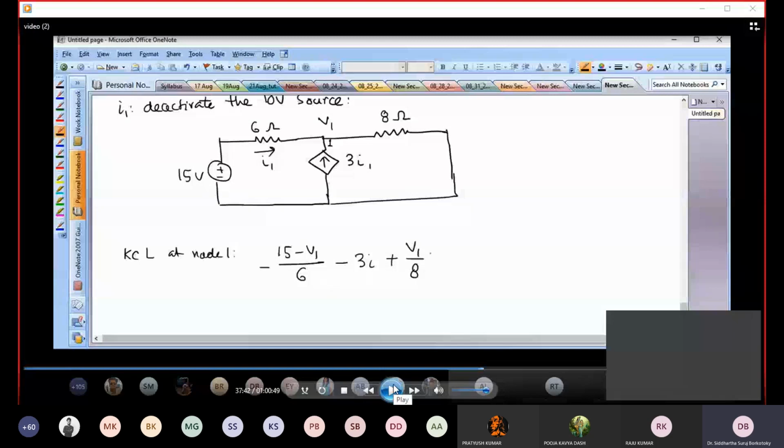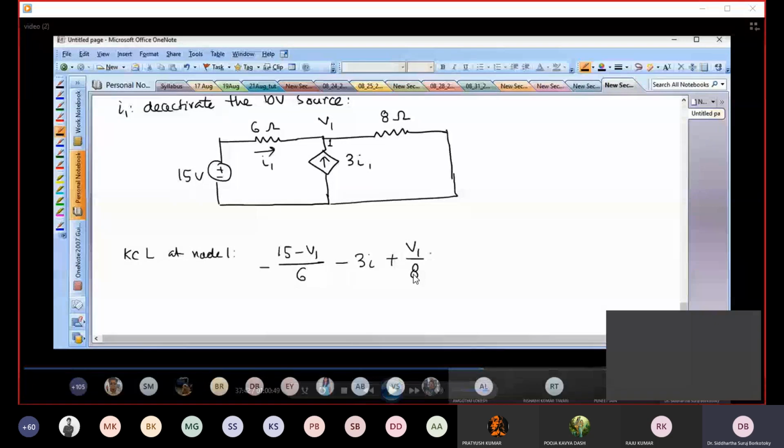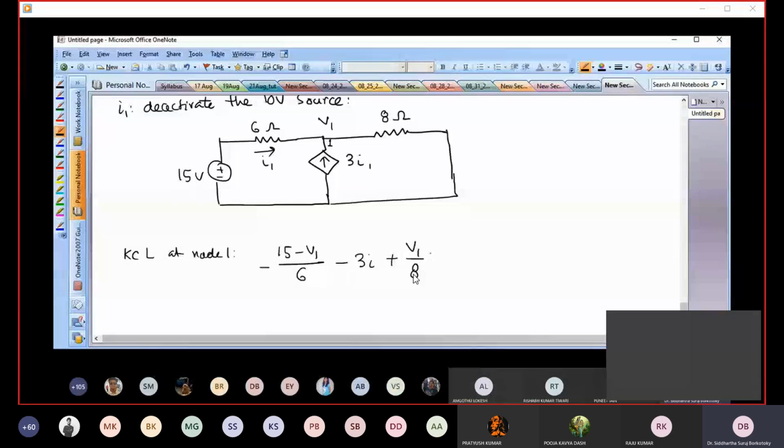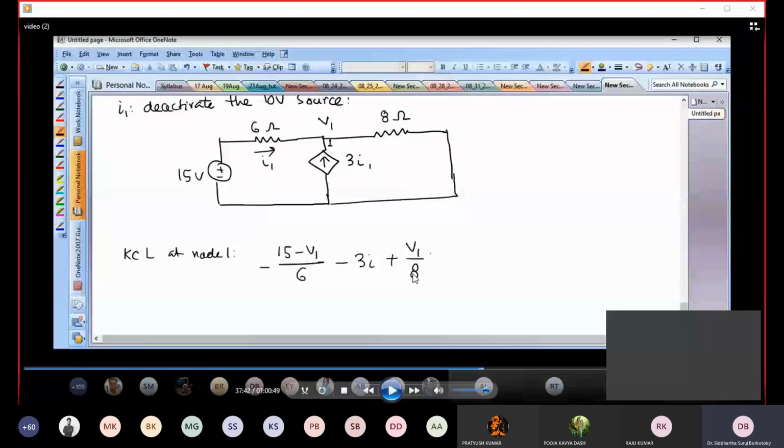So if I want to take the current moving into node 1 through 8 ohm, then I just make minus V1 by 8. As I said, these directions are all arbitrary. We don't know what is actually moving in and what is moving out, but I have to be consistent in writing these equations. So if indeed the current through the 6 ohm resistor is moving into V1, then that current would be 15 minus V1 by 6, not V1 by 16. So that has to be taken care of. So flowing out of V1.